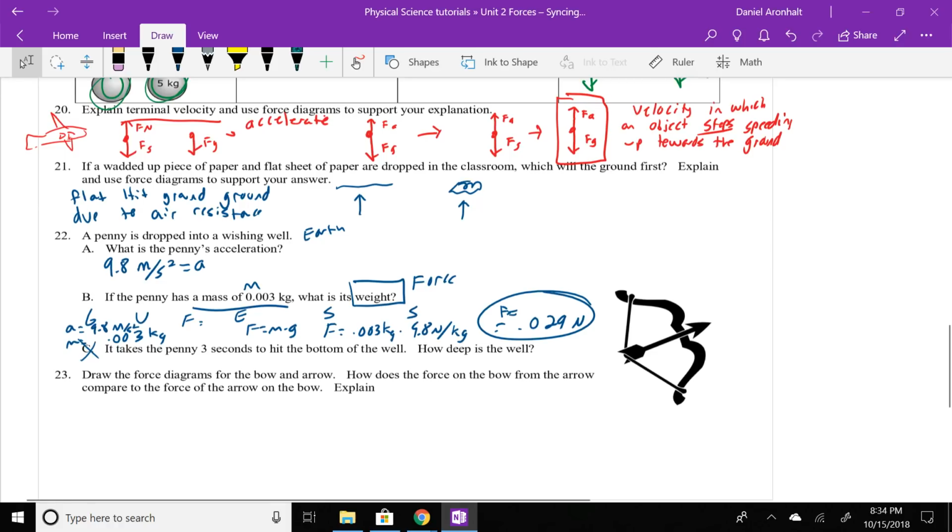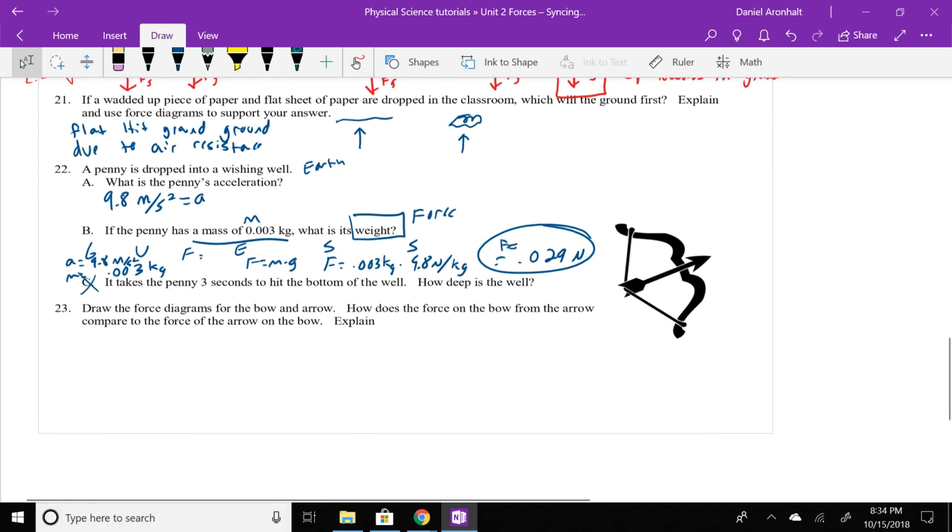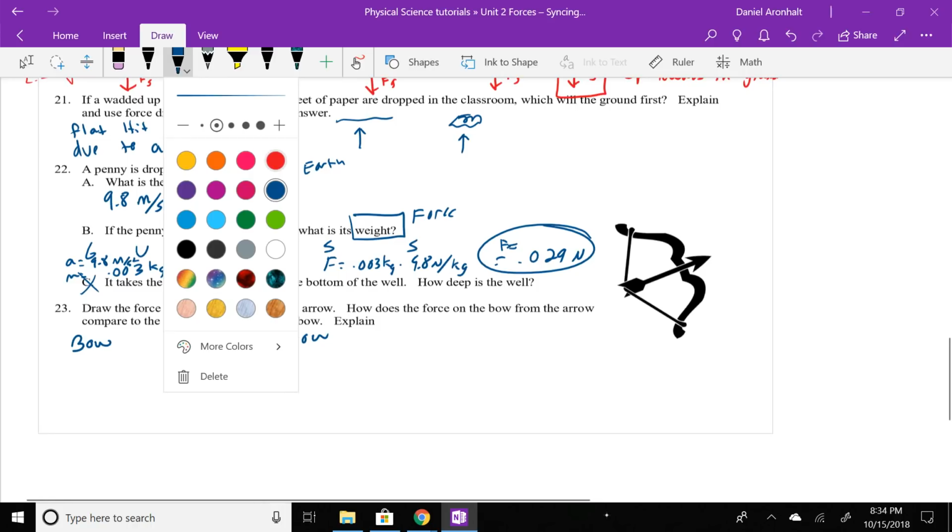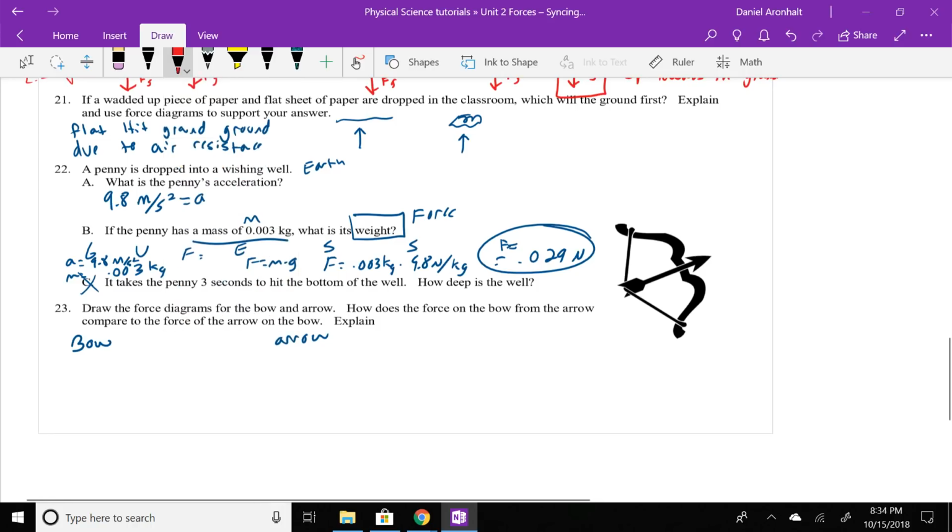Draw the force diagrams for the bow and arrow, and how does the force on the bow from the arrow compare to the force on the arrow of the bow? Again, this is an action reaction, but let's draw the force diagram for the bow and for the arrow. So that's two force diagrams. Okay, step one, perspective. Let's do the bow first. Then let's do the arrow over here. Let's draw some different ones, different colors. So for the bow, we care all about contact, okay? And for our purposes, I don't think it wants us to really care about gravity right now. It's been held up. So it wants us to look at all the contact forces.